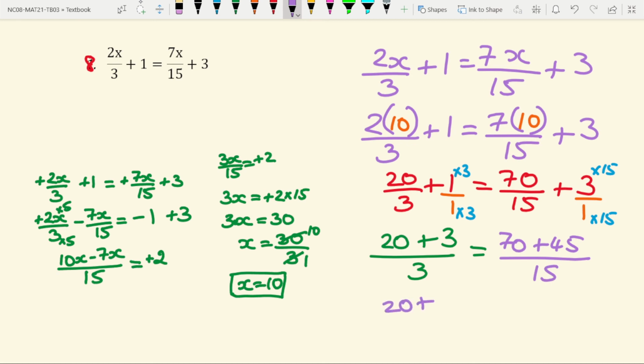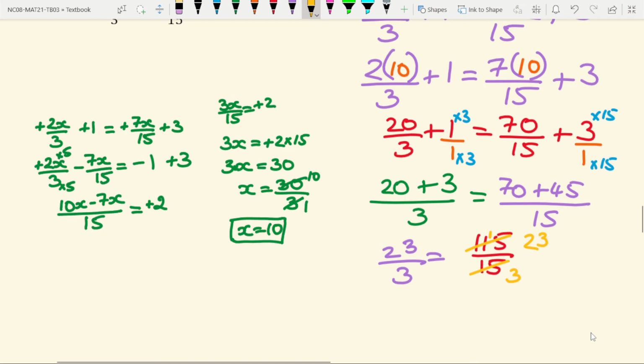So 20 plus 3 is 23. Let me add it. 23 whole divided by 3 is equal to 70 plus 45, which is 115. 115 by 15. Both will get cancelled by the 5 table. 5 3s are 15, 5 2s are 10. 1 carry. We required 11, but we got 5 2s are 10, so 1 will be carried. And in the 5 table, 15 is present at the third place. 5 3s are 15. So our answer is 23 by 3.